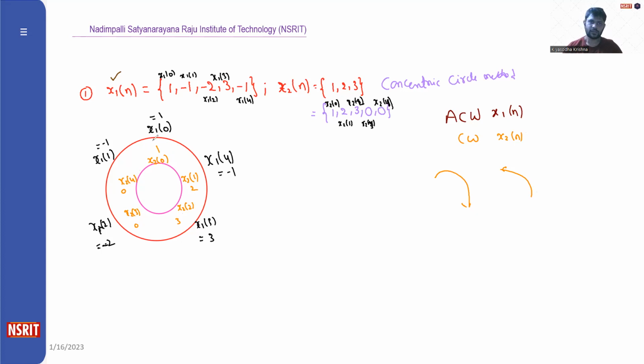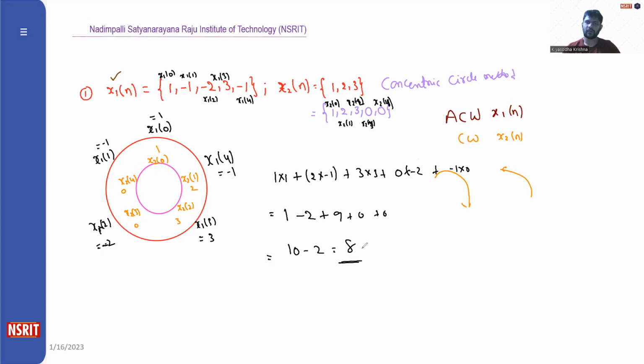Now the task is to take the product of these two. 1 into 1, then sum, plus 2 into minus 1, plus 3 into 3, plus 0 into minus 2, plus minus 1 into 0. So 1 minus 2 plus 9 plus 0 plus 0, which is 10 minus 2, so the value is 8. This is y of 0.